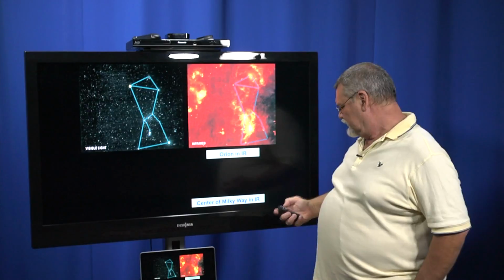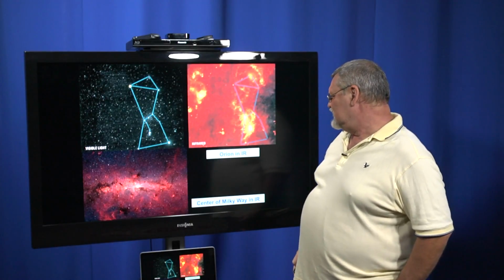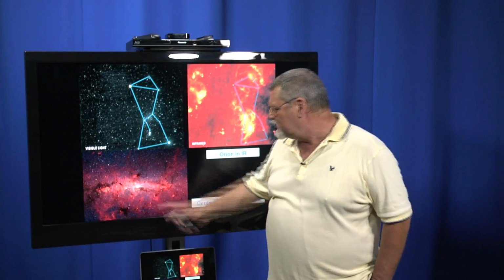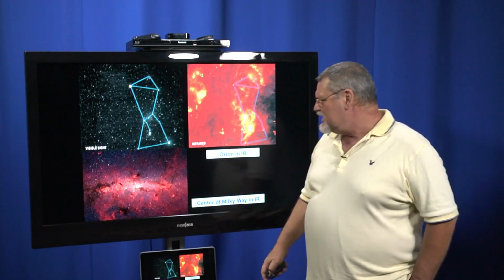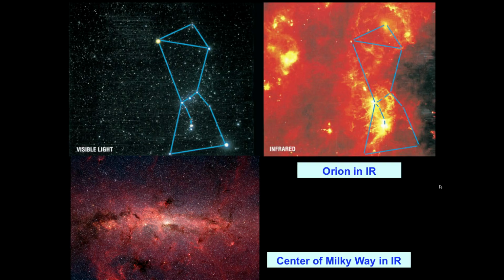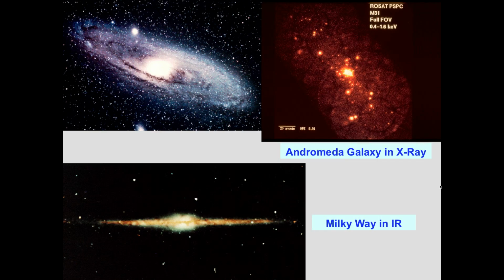Here is a picture of the center of our Milky Way galaxy in infrared light. We can't look directly at the center of our galaxy with visible light, because there's a bunch of dust clouds in the way. Light would be absorbed by the dust cloud, just like any dust absorbs light, so we can't see behind it. But infrared passes through it, so we can analyze the center of the galaxy with infrared light.